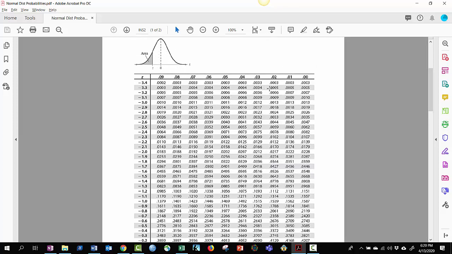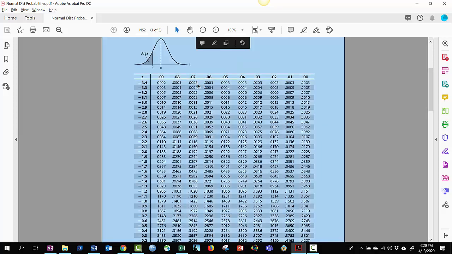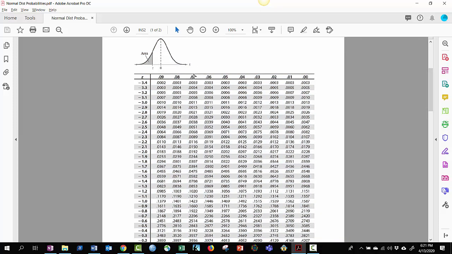And what happens is you look up the z-score, and it tells you the probability of being less than that. Like you see, this first one here is a minus 3.4, and then this is 0.09. Let's go over to 0.07. So minus 3.4, the way you read this is a minus 3.47. And then this 0.0003, this is the probability of being less than minus 3.47, okay? So a randomly selected data value, the probability it's more than 3.47 standard deviations below the mean is 0.0003.